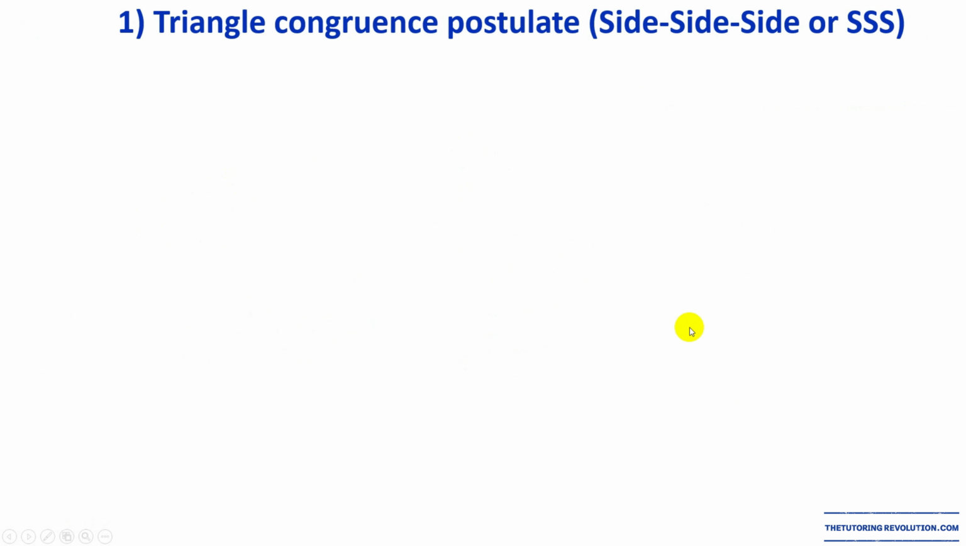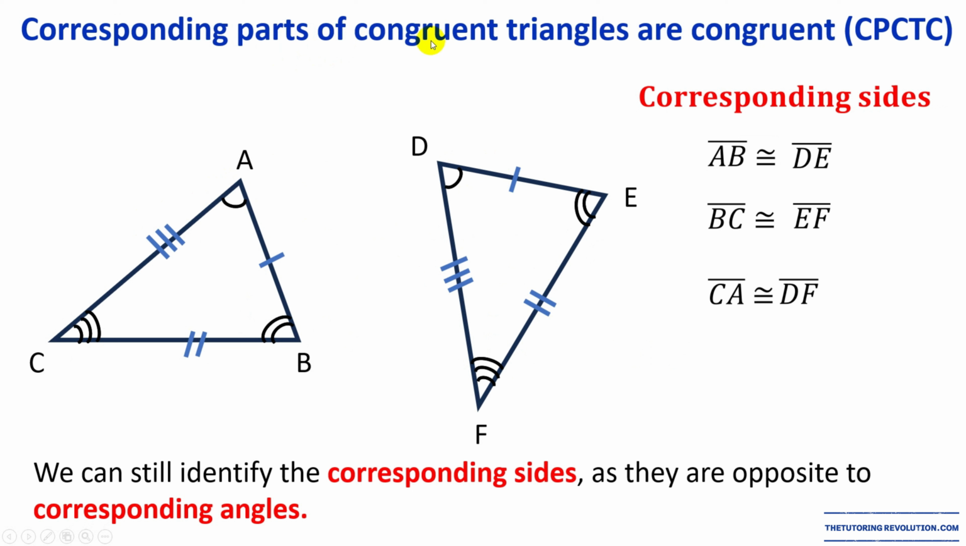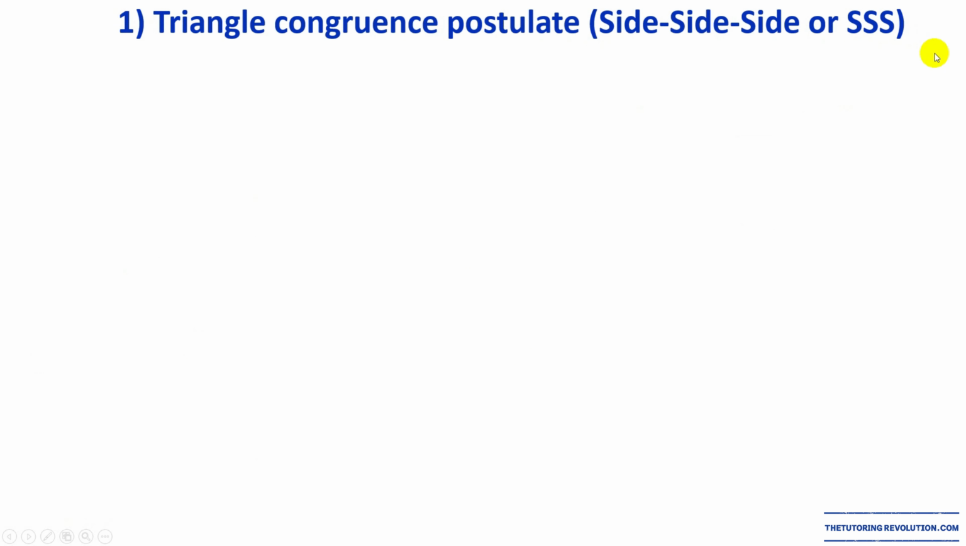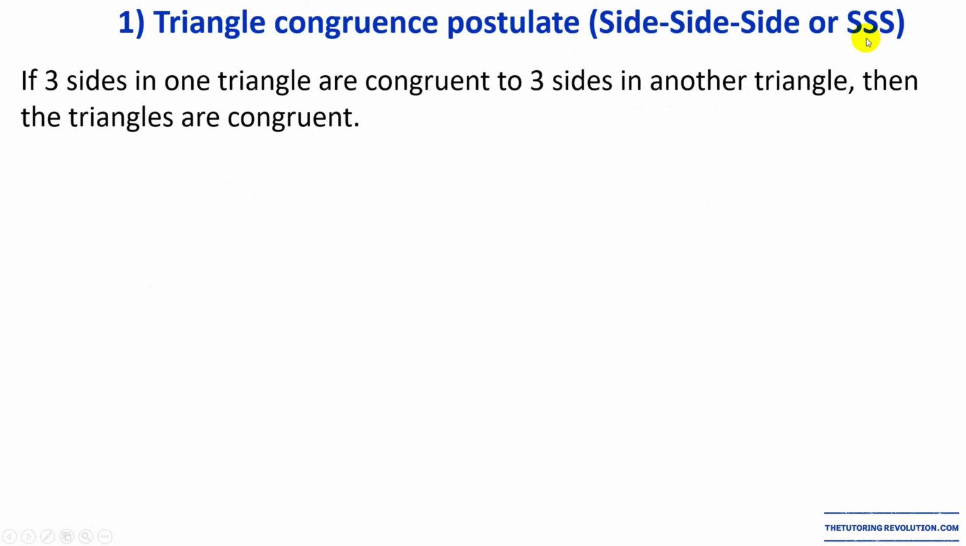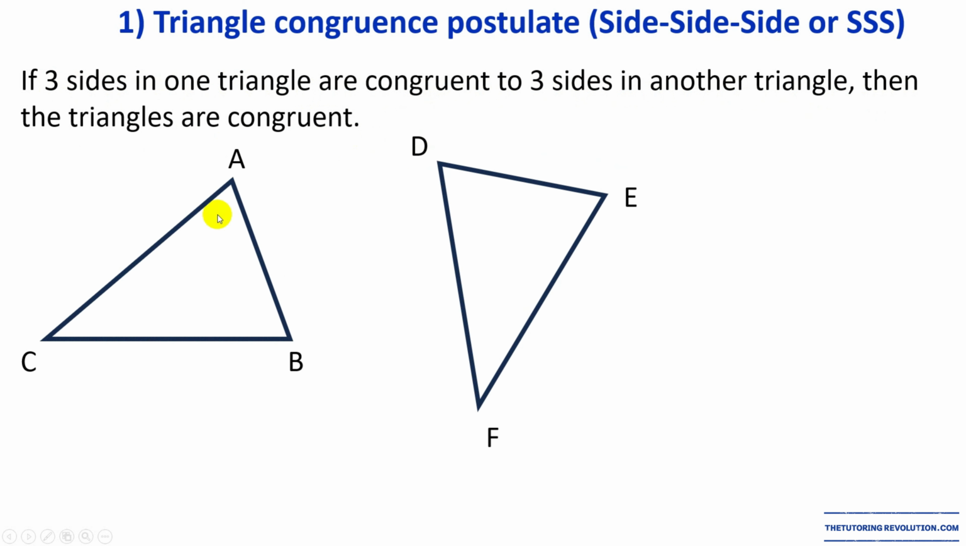Okay, now that we finished that property of corresponding parts of congruent triangles are congruent, or the CPCTC property, we're going to go into the first postulate of triangle congruency. The first postulate of triangle congruency is the side-side-side, or SSS. And this postulate says that if 3 sides in one triangle are congruent to 3 sides in another triangle, then the triangles are congruent.